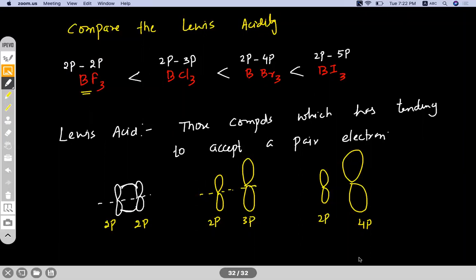More, back bonding. Okay, fine, no problem. I'll explain this again, one second.